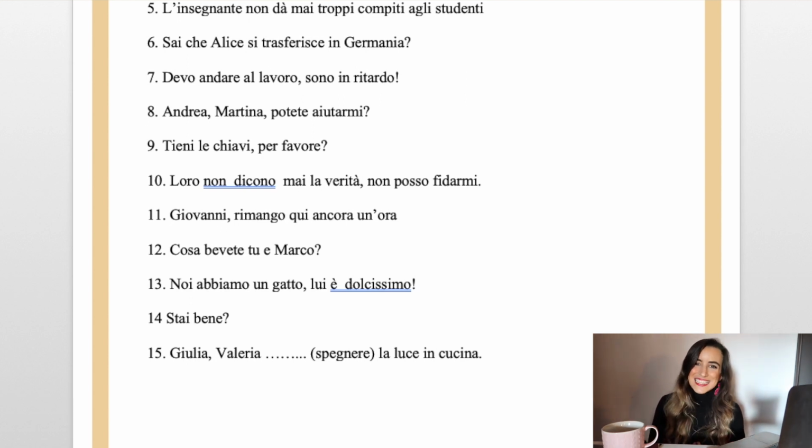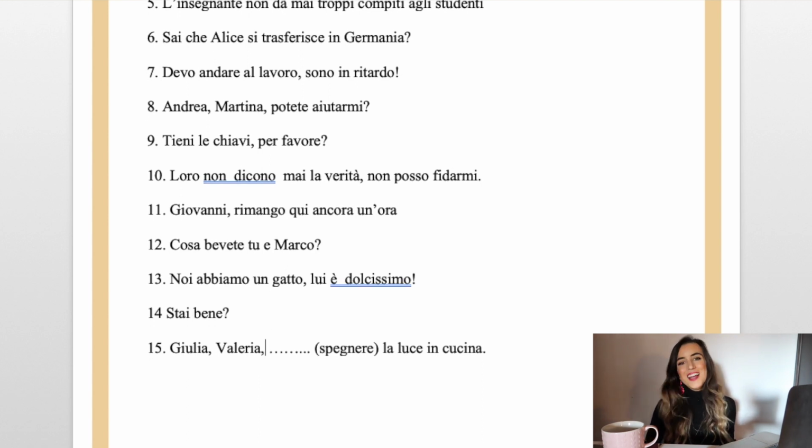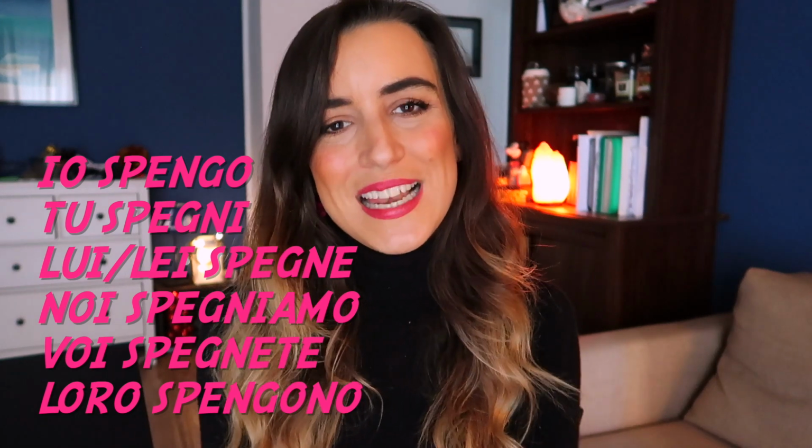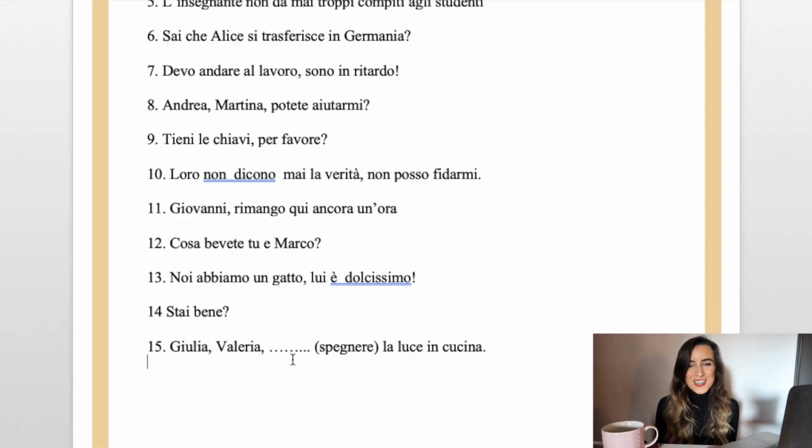And then the last sentence over here we have the subjects, which are Giulia and Valeria, and we are talking to them, so maybe it is better to put a comma here. So we're talking to them, second person plural, voi, and the verb, which is spegnere, to turn off. So let's see the conjugation of our last verb of the list. Io spengo, tu spegni, lui, lei spegne, noi spegniamo, voi spegnete, loro spengono. Okay, so the second person plural for the verb spegnere is spegnete.